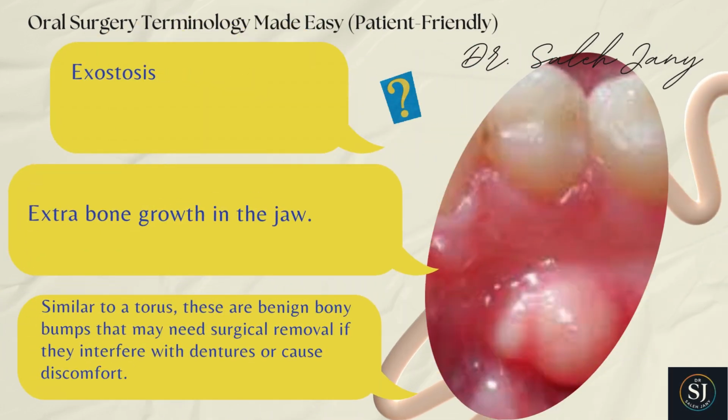Exostosis. What it means: extra bone growth in the jaw. Explanation: similar to a torus, these are benign bony bumps that may need surgical removal if they interfere with dentures or cause discomfort.